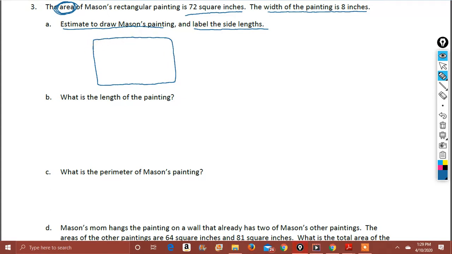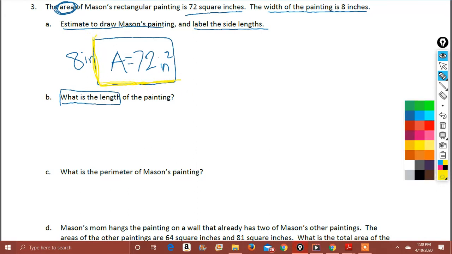It is 8 inches wide, and we know the area is 72 square inches. Part B asks, what is the length of the painting? Well, we know to find area, we multiply 2 side lengths that touch to make a corner, just like that. So we can use the opposite of multiplication to help us find that missing side length.